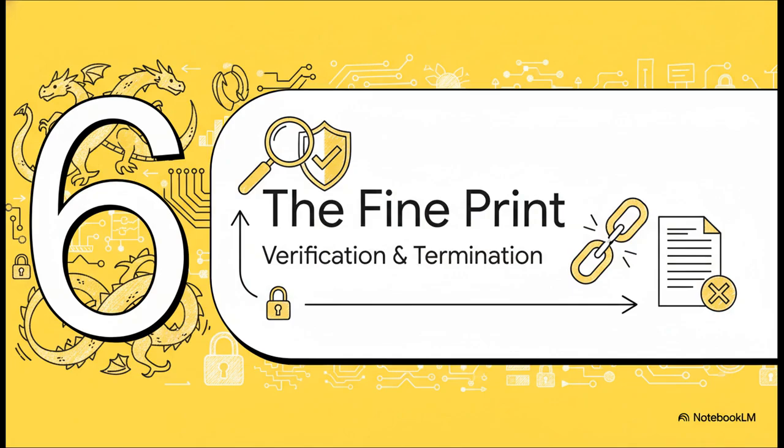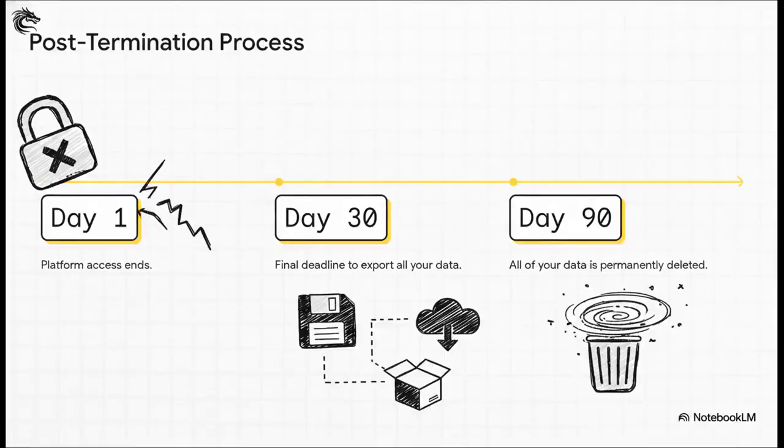Let's wrap this up with a little bit of the fine print. This is about the essential details everyone should know, specifically how licenses are checked and what happens if a license ends. If a license is terminated, a clock starts ticking. On day one, your access is cut off, period. You then have a 30-day window to get in there and export all of your data. And after 90 days, for security and privacy, all of that data is permanently wiped clean.